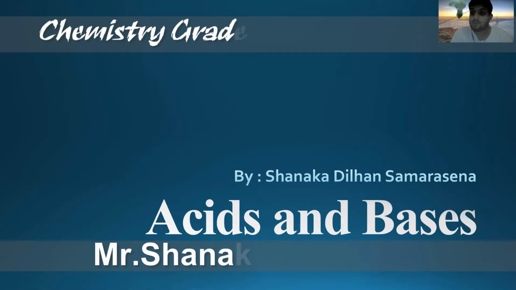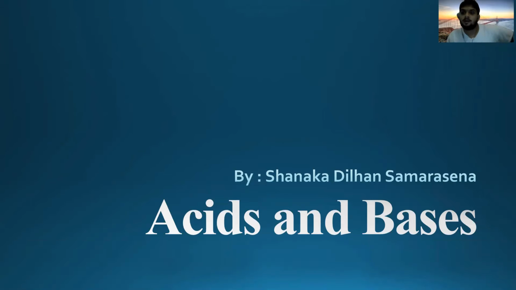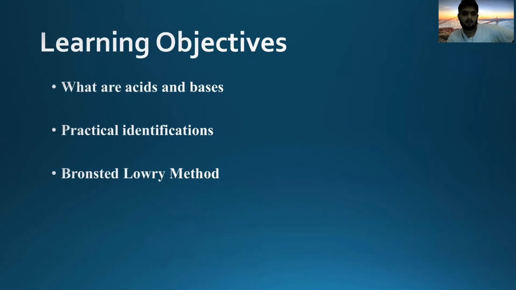In this video, we'll be discussing two important substances in chemistry, which have distinguishing properties. We will look into how to identify them practically, and also some interesting things about them. So we'll learn what acids are, the definition of an acid and a base, and then the practical identification.